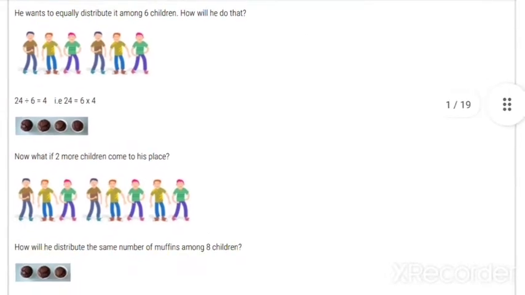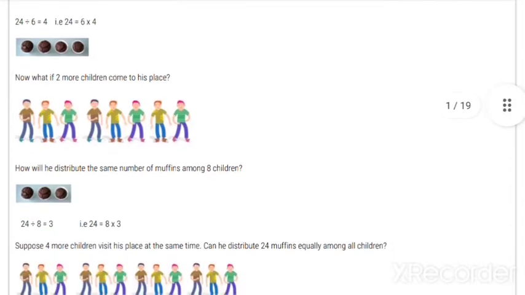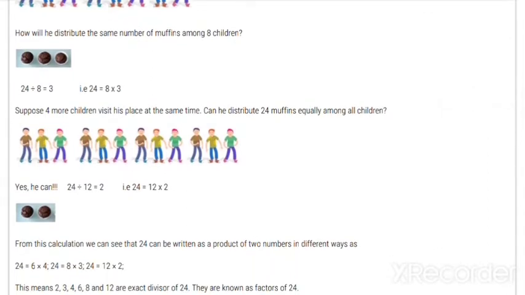Now what if 2 more children come to his place? How will he distribute the same number of muffins among 8 children? So he will give 3 each, that is 24 divided by 8 is equal to 3, or 24 is equal to 8 into 3. Suppose 4 more children visit his place at the same time. Can he distribute 24 muffins equally among all children? Yes, he can. He will give 2 each, that is 24 divided by 12 is equal to 2, that is 24 is equal to 12 into 2.